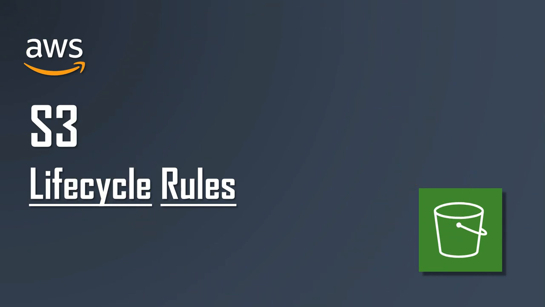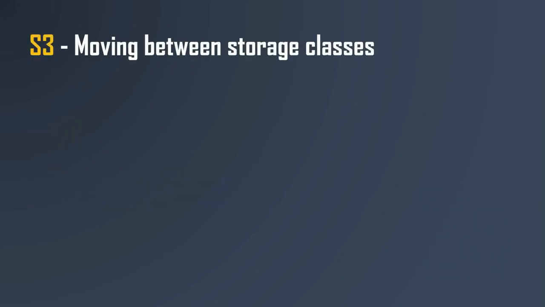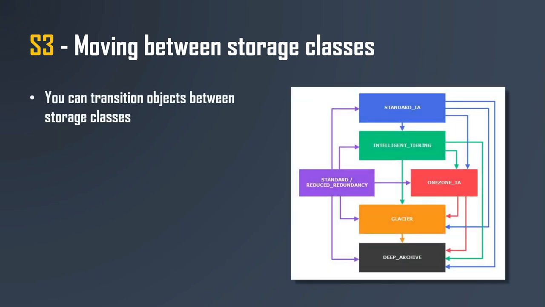Lifecycle rules of Amazon S3. So let's get started with the session. You can transition objects between storage classes, as we have seen in the previous hands-on on storage classes, right? If you have not seen that video yet, please go and watch that first. So we can transition objects, but in what way?